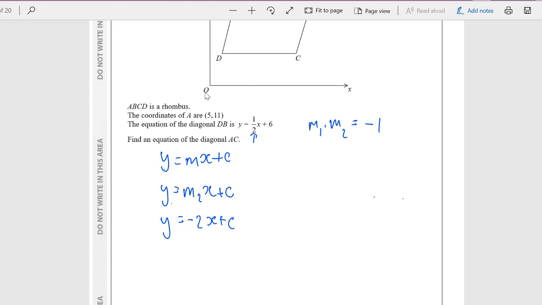So we know that the coordinate A, 5, 11, lies on the line AC, of course. So we can substitute that value in. So we say 11 equals minus 2 times 5 plus c. Because it's going to be minus 10, if you take it to the other side, it's going to be positive, so 11 plus 10 equals c. Therefore, c equals 21. So we're going to have y equals minus 2x plus 21.